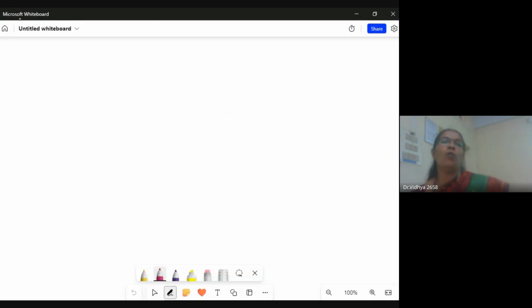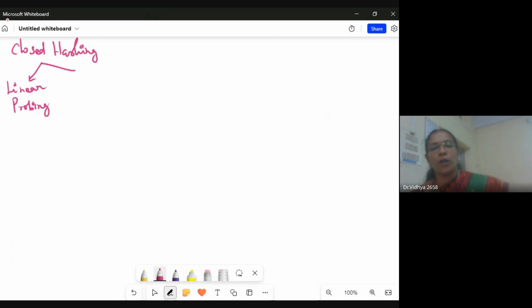Now we are moving to closed hashing. In closed hashing, we have two techniques: one is linear probing, another method is quadratic probing. Now we are seeing an example for linear probing.